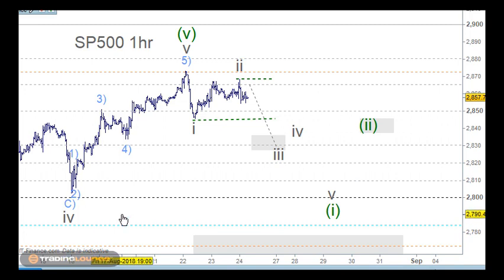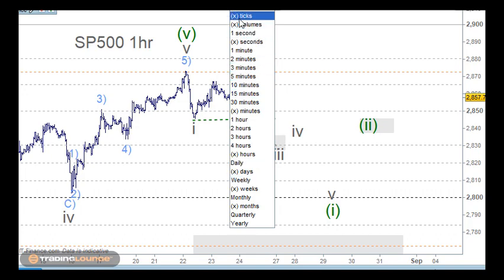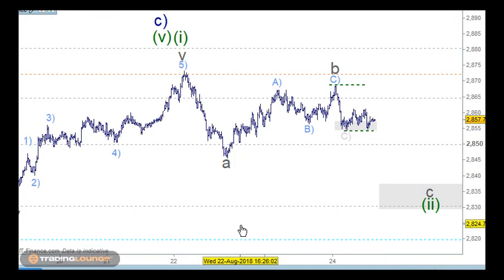And we don't particularly want to fight the trend without the right ammo, without the right evidence. So, we do need to see this 5 waves down here, and we just don't have it yet. So, on the tick chart here, we can view this here.